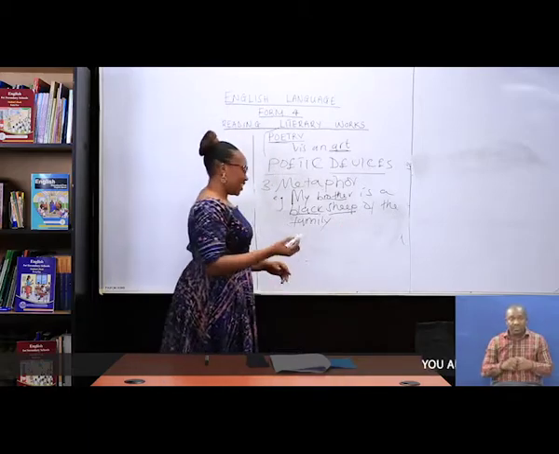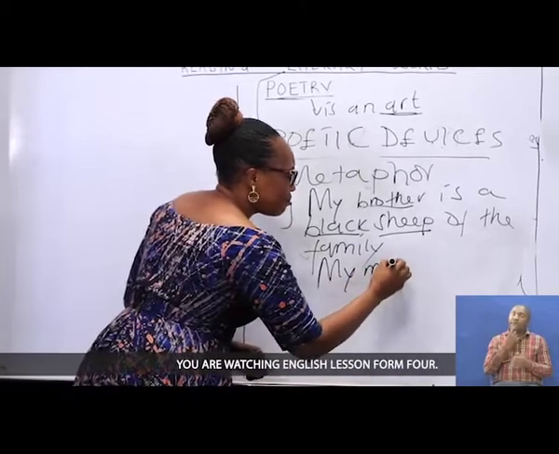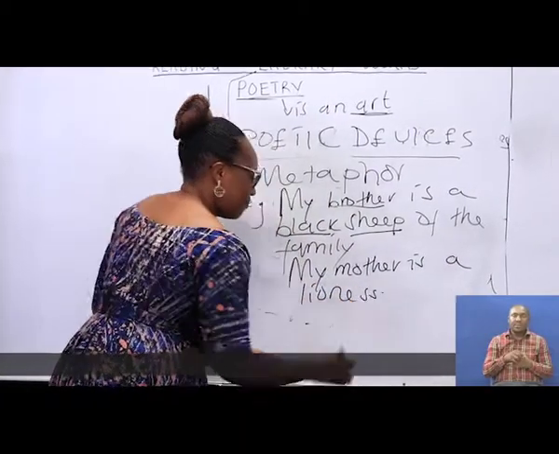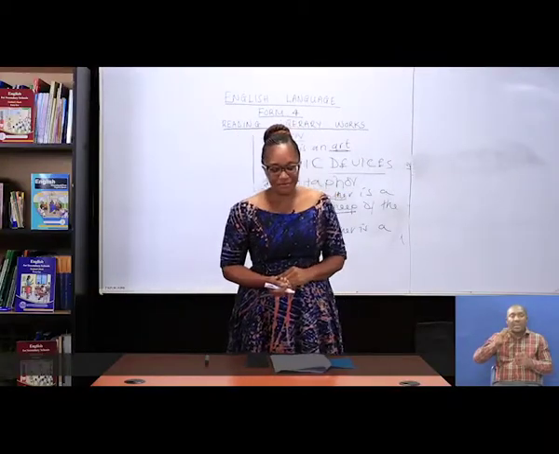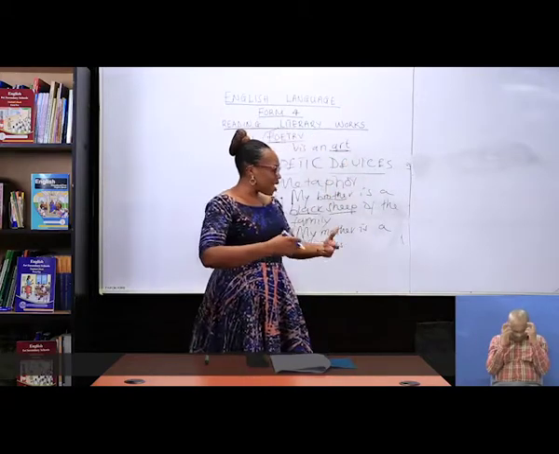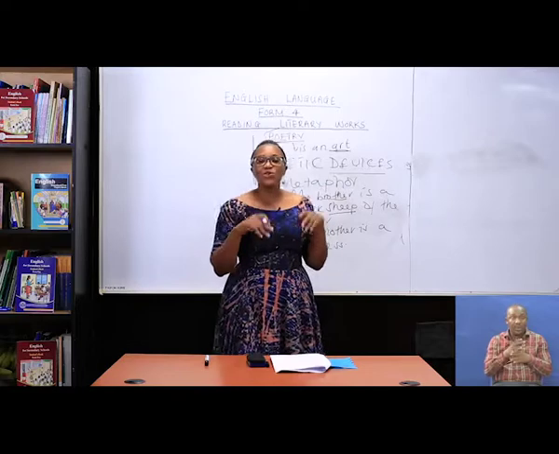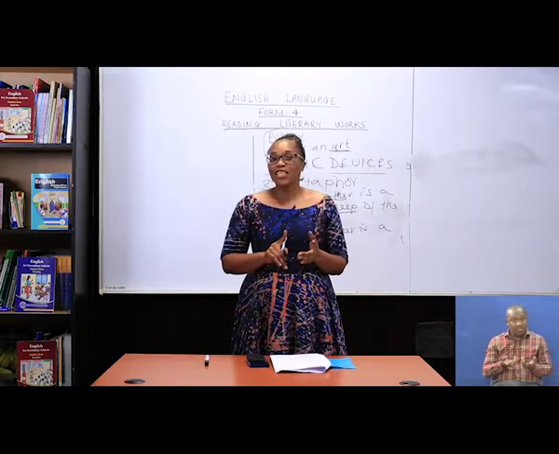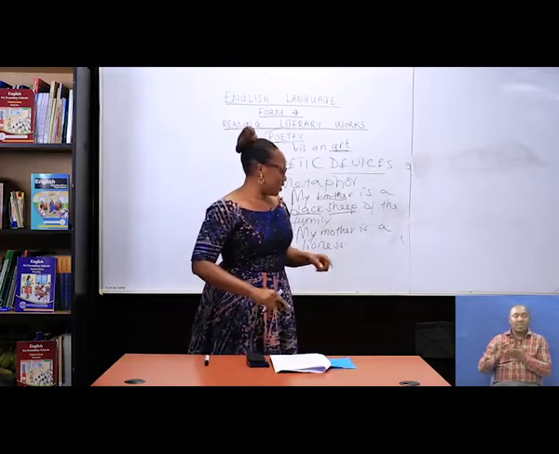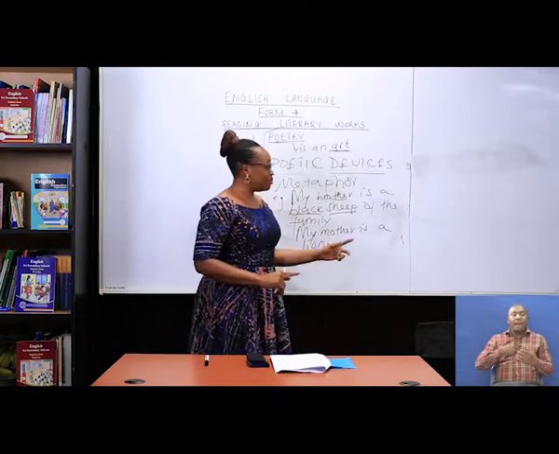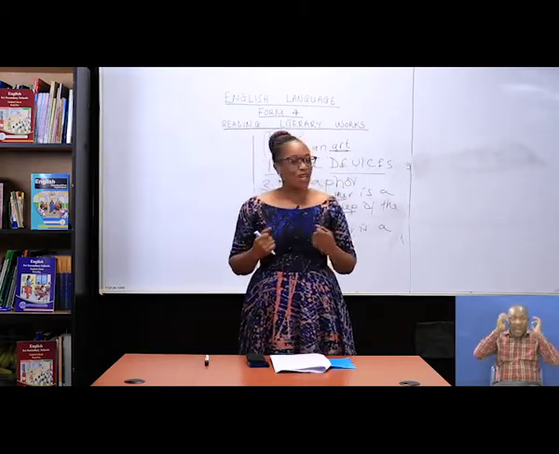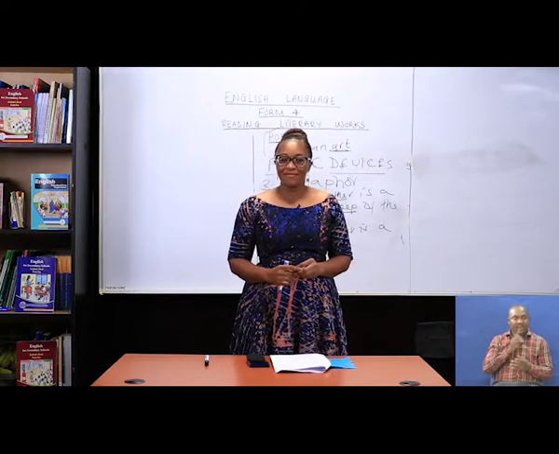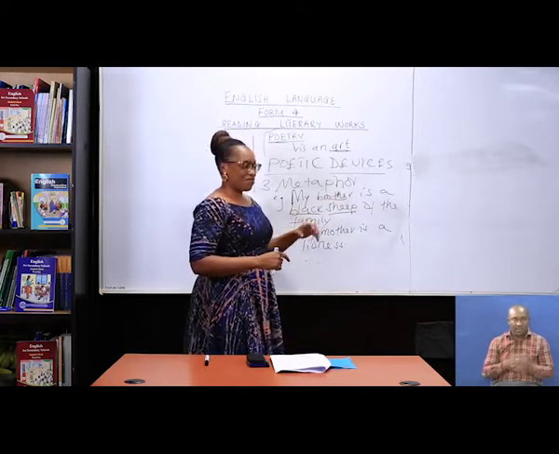Are we together? Great. If I say, my mother is a lioness. My mother is a lioness. Think, when you speak of a lioness, what comes into your mind? Strength. Very protective. Something not to mess with, right? Good. So my mother is a lioness. It means probably my mother is very strong, or it means my mother is a person that is very protective of her children or family. Right. So that is metaphor.